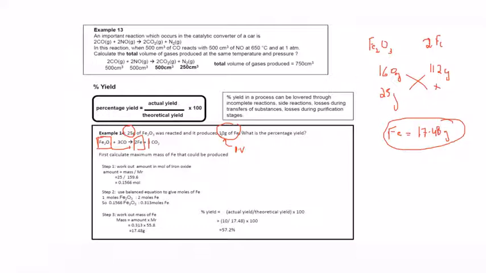But practically, you're not getting 17, you're only getting 10. So percentage yield is the practical value, which is 10, divided by the theoretical value, which is 17.48, multiplied by 100. So when you calculate percentage yield, it will be 57.2. So practically, you will always get a smaller quantity as compared to what theory suggests, what is suggested according to the equation.